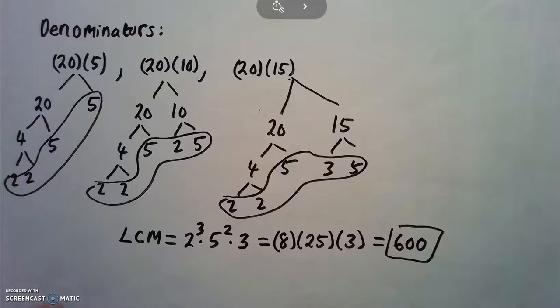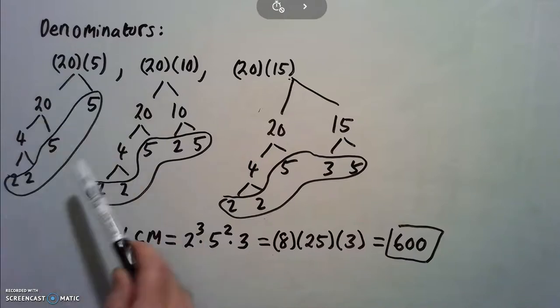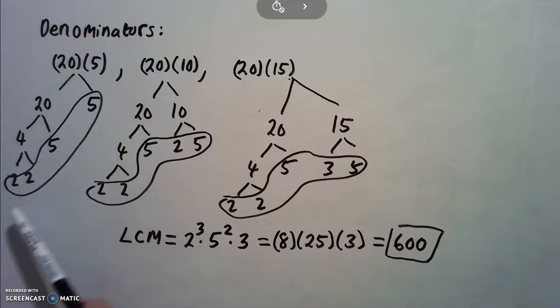Okay, so this is practice quiz 1, question 3 continued. This is where we left off in the last video. We had the denominators of our fractions here. We did the prime factorizations of them. So we got these, we broke them down, and we formed the LCM.